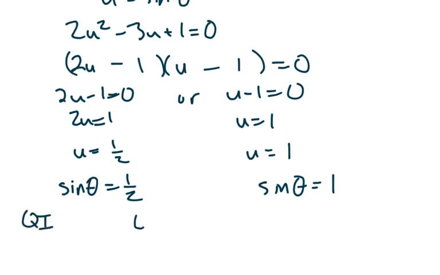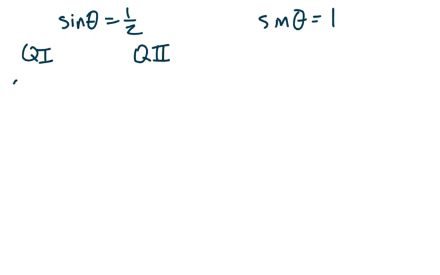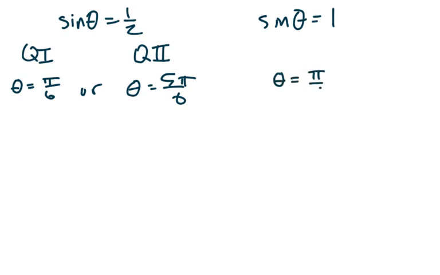This happens in 2 quadrants. Sine is positive in quadrants 1 and 2. Sine of theta is equal to 1/2 if theta is equal to either pi over 6 or 5 pi over 6 in quadrant 2. And sine of theta is equal to 1 only once at the quadrantal angle pi halves. So you take any of these, anything coterminal to them, and you have all solutions.